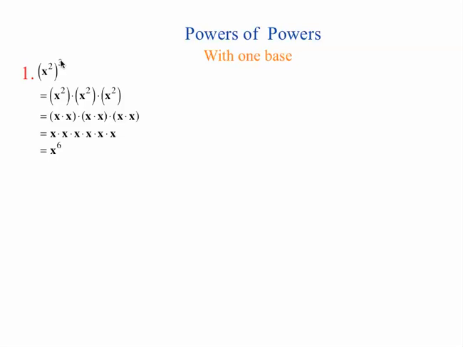All right, what can you do with 2 and 3 to get 6? Why, you can multiply them. So notice that x to the power of 2 all to the power of 3 is the same as x to the power of 2 times 3, which is 6.